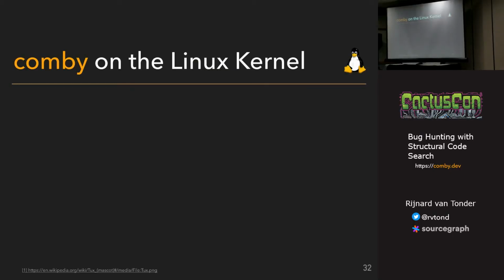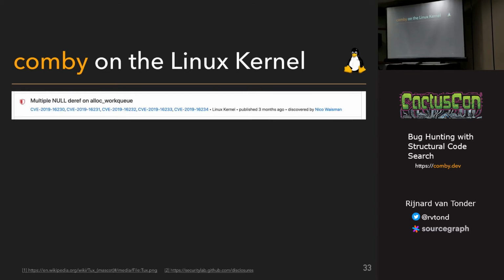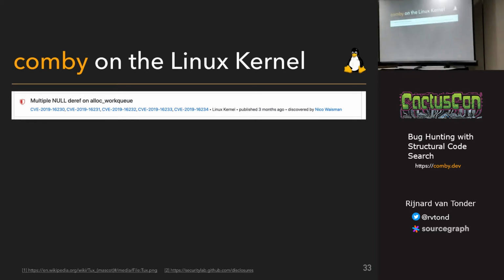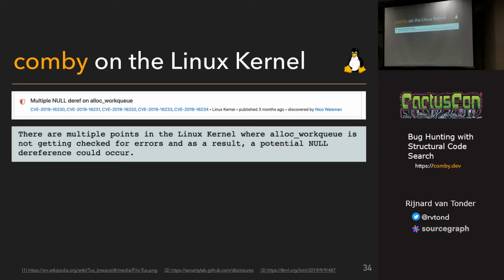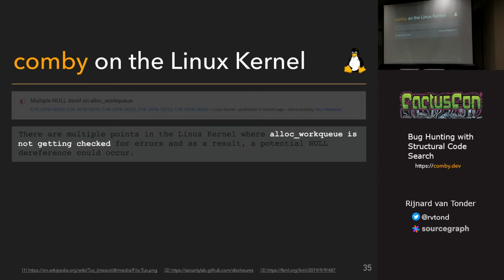So let's look at an example in the Linux kernel. Pretty recently, there are some new CVEs reported for the Linux kernel based on null dereferences from failed memory allocations. So here's a high-level description. What's going on is that memory is allocated using a function allocWorkQ, and it's not being checked, and so that can lead to a null dereference in kernel time.